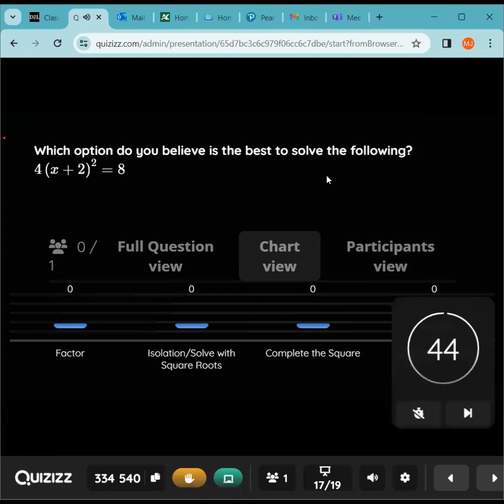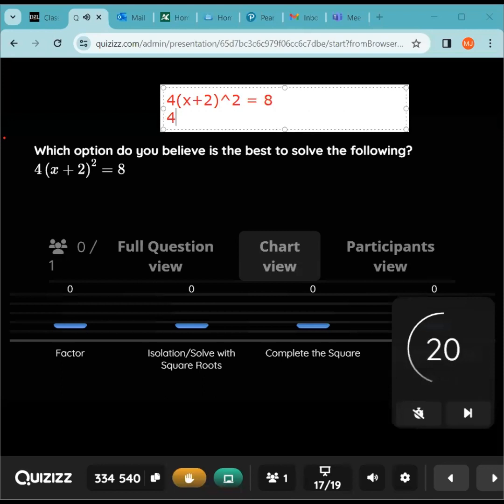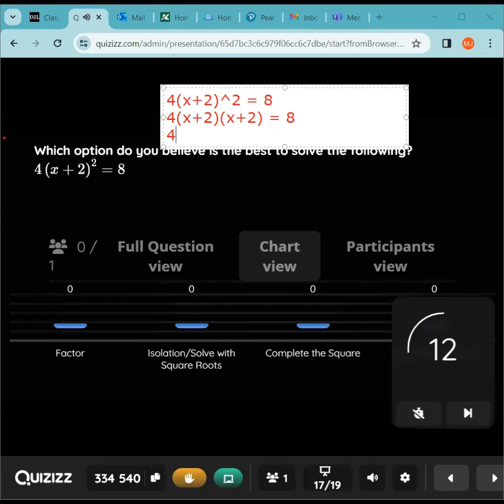So what option do you think is best to solve the following? 4x plus 2 squared equals 8. So for this, I would recommend you could expand it and then do the quadratic formula if you wish. So (x plus 2) squared is just (x plus 2)(x plus 2). And then expanding that, it'll be x squared plus 4x plus 4 equals 8.